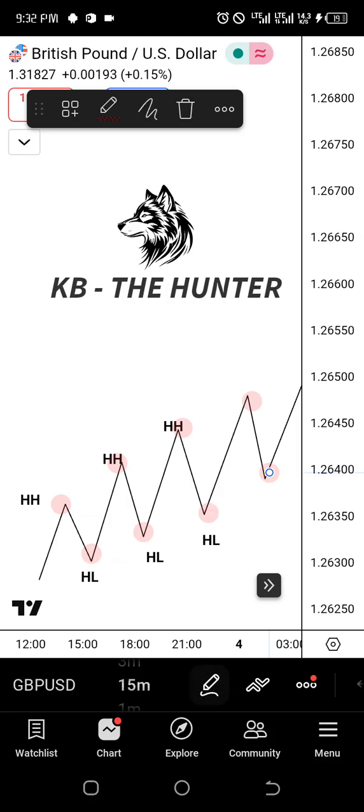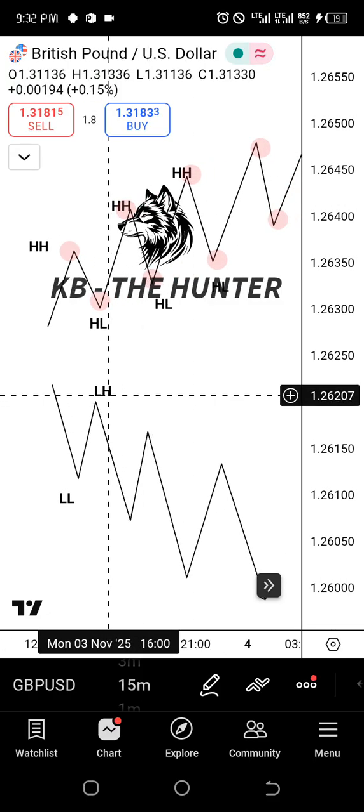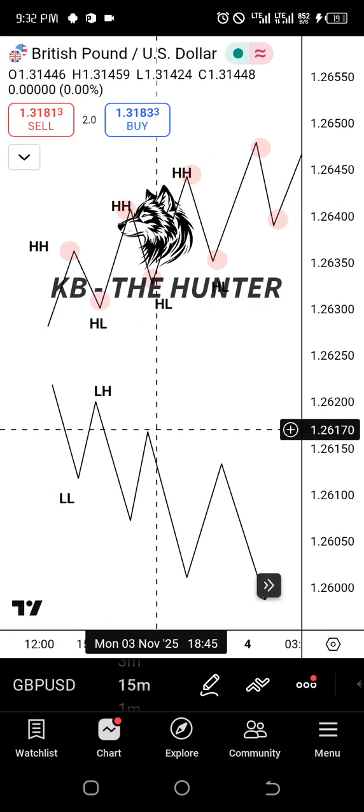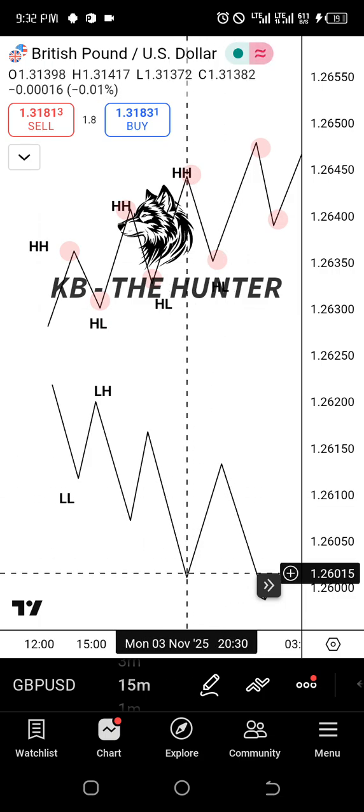And the same thing goes for the bearish market. You see lower high, lower low, lower high, lower low, lower high, lower low. So this is how it's being done.